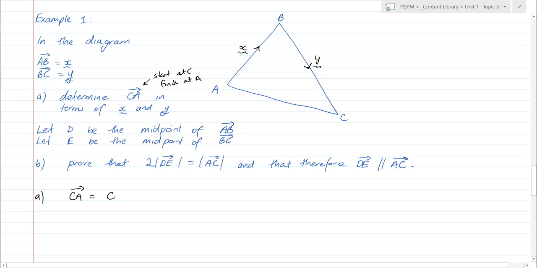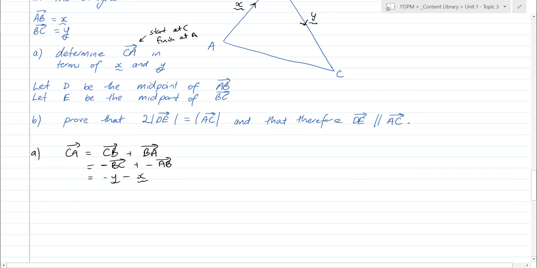CA is equal to CB plus BA, and CB is the same as negative BC, plus negative AB. Now we're told BC is y, so it becomes negative y minus x. So we get the same answer, but that's a longer version of the answer that really steps out the proof, and it might be handy in some of the harder questions.